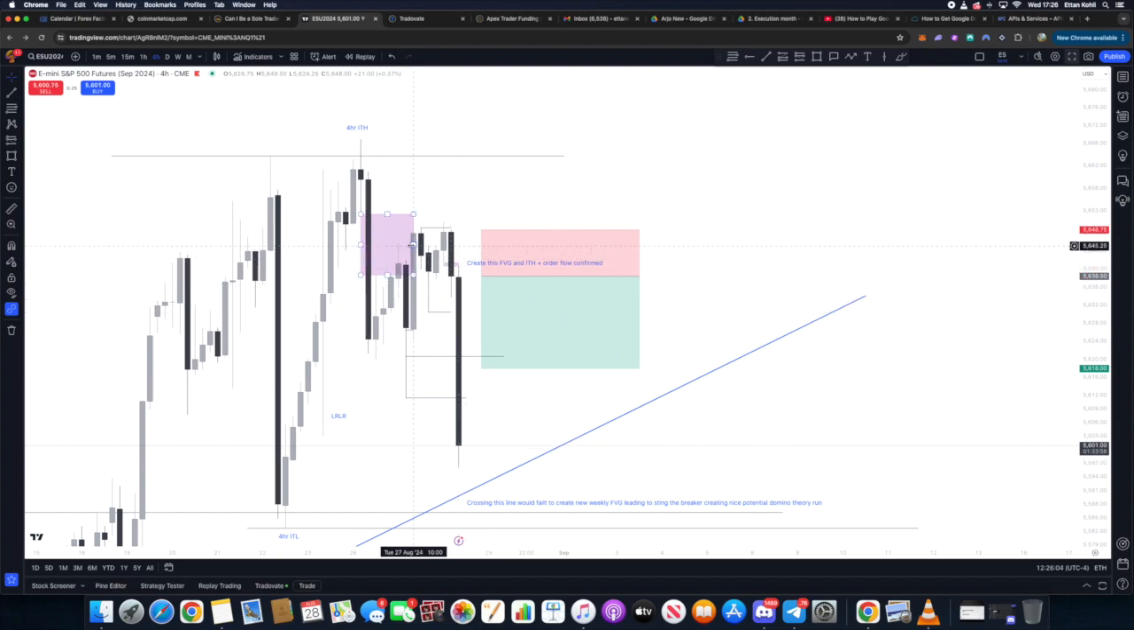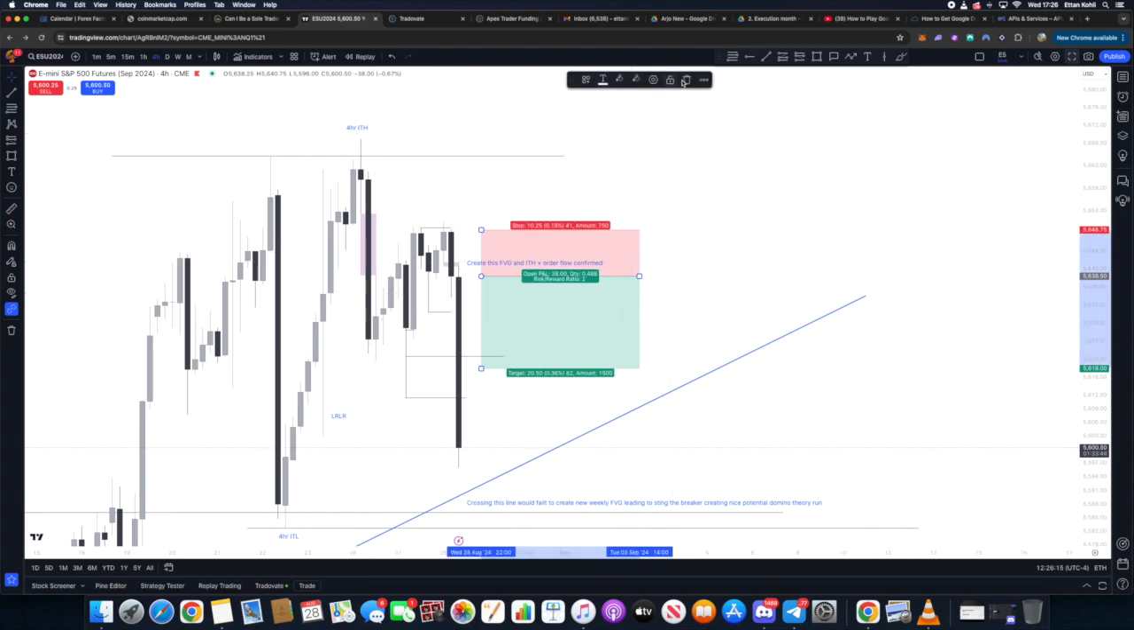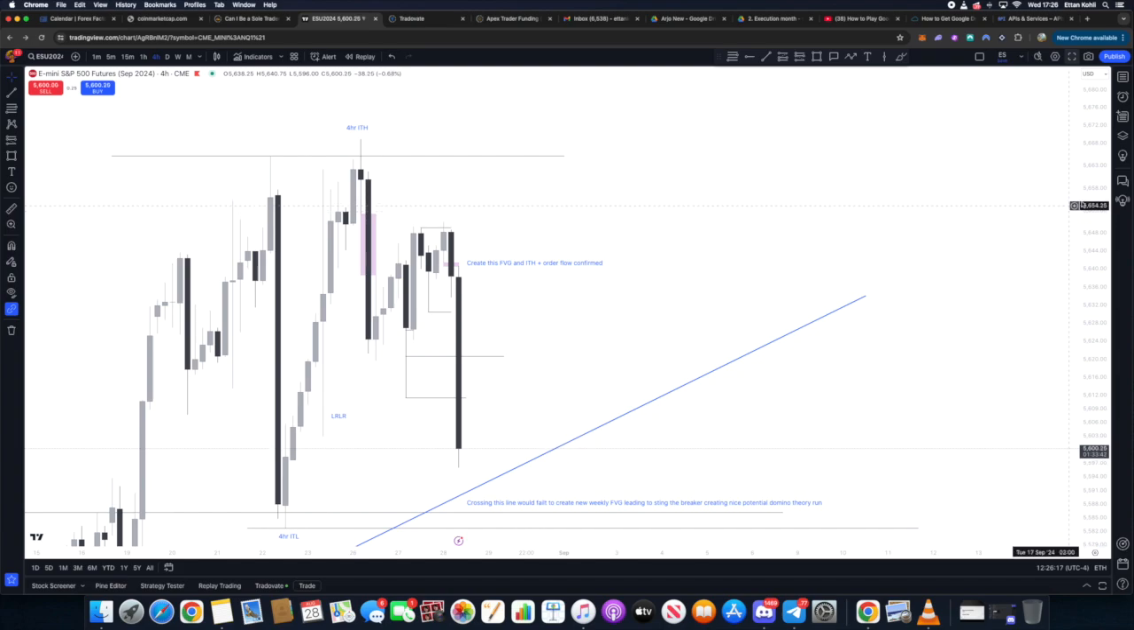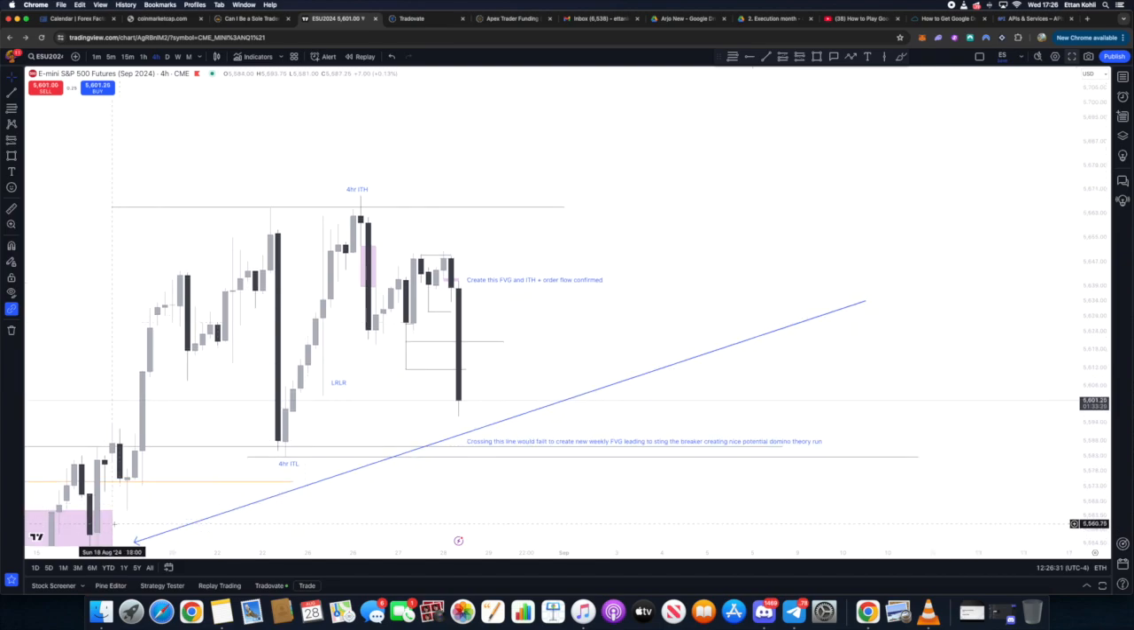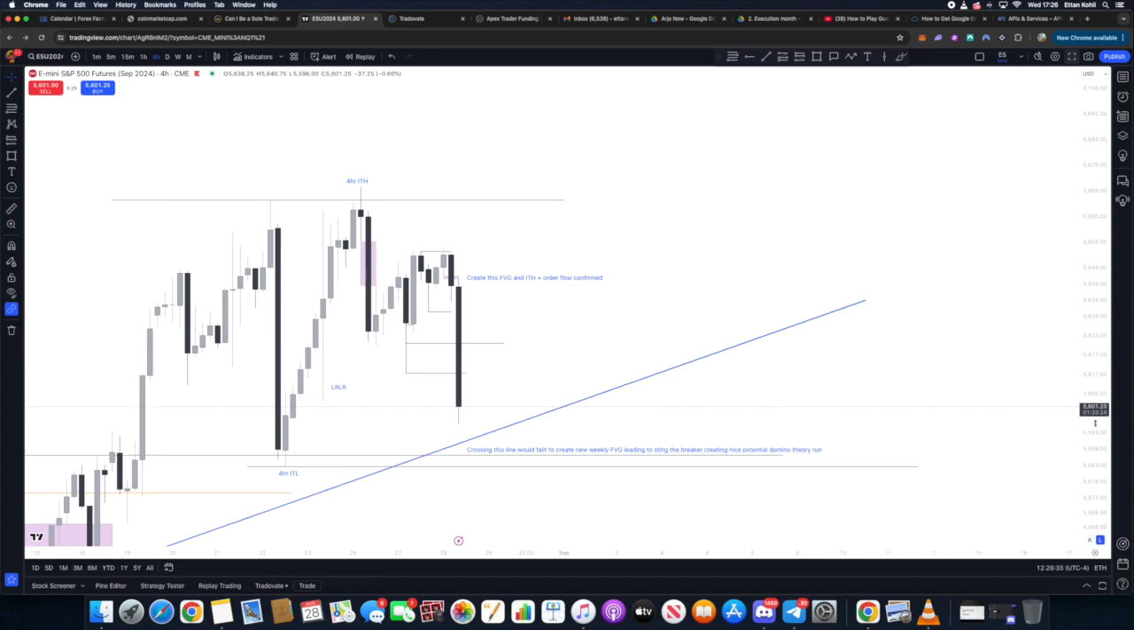And with that second fair value gap, that would have confirmed order flow and confirmed this as a 4 hour ITH. And then you can target this 4 hour ITL, and then subsequently you crossing this line would fail to create a new weekly fair value gap, leading to a sting in the breaker here, creating a nice potential domino theory run.